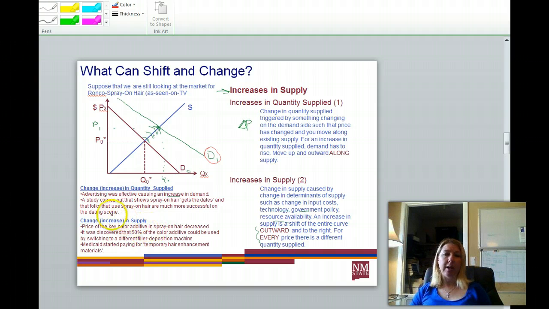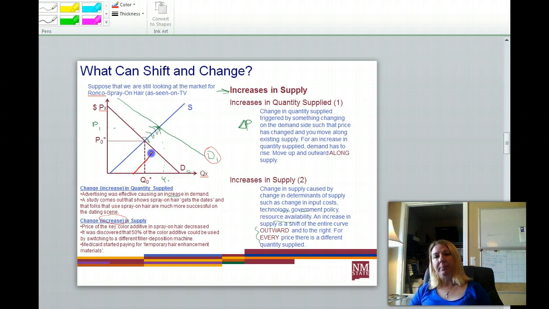And in this case, we're looking at an increase in supply. Some of the things that can trigger an increase in supply are a decrease in production costs. For example, if the price of the main color additive goes down, then that would cause an outward shift of the supply curve. It was discovered that, for example, 50% of the Ronco color additive could be saved by switching to a different filler deposition machine. Or Medicaid started paying for temporary hair enhancement materials.